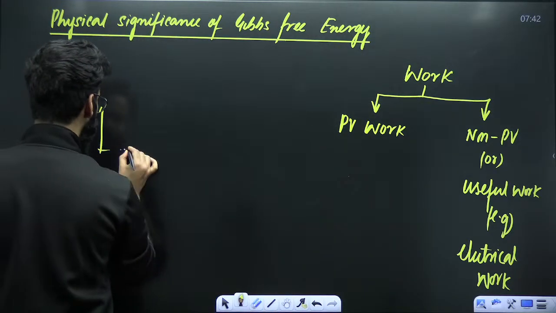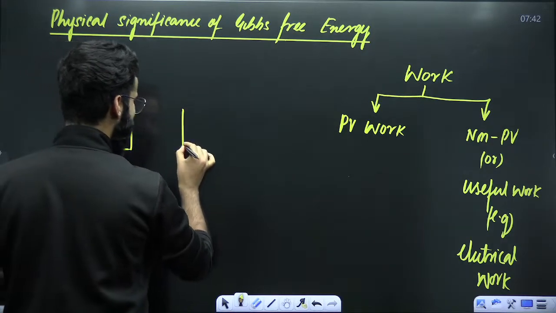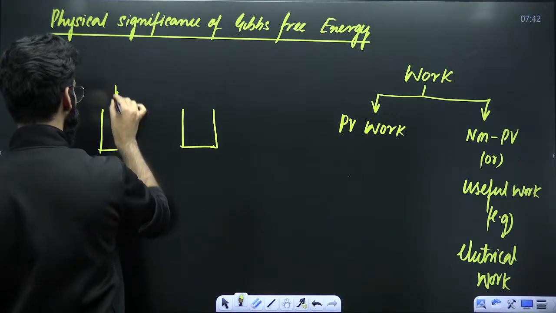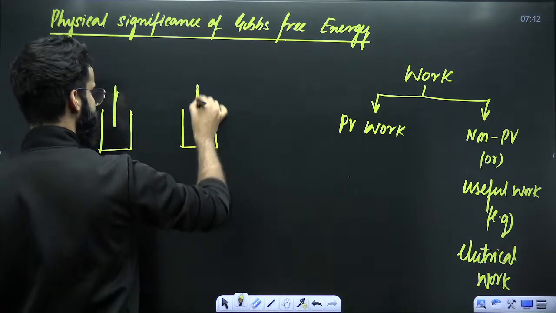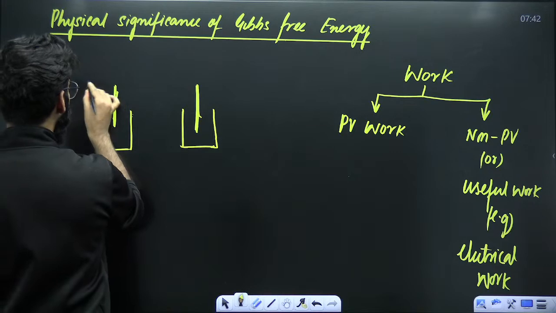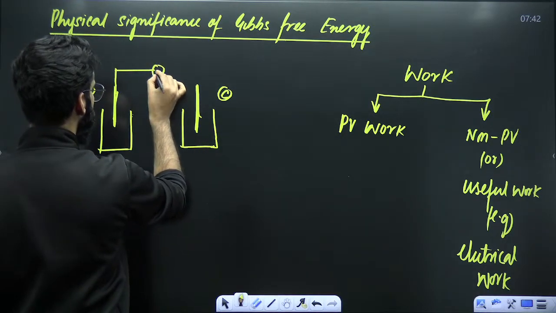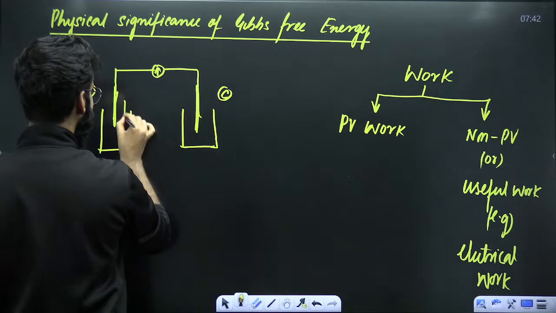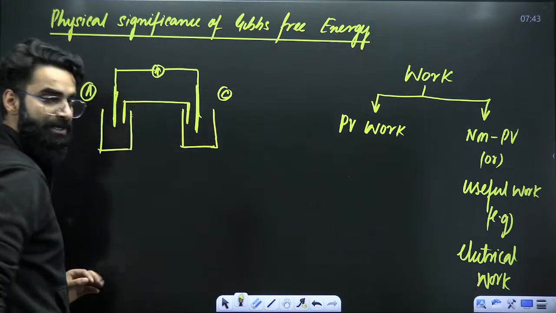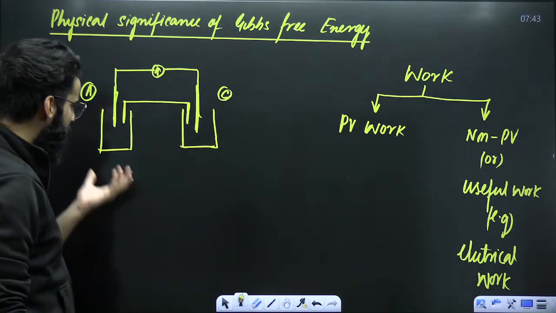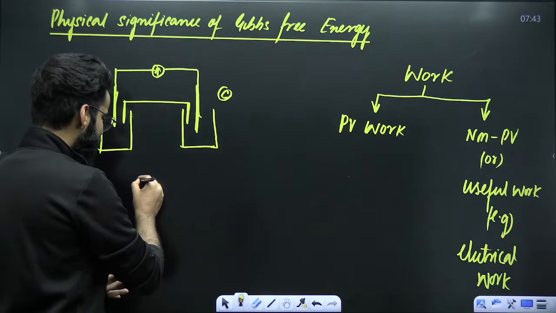I'm sure every one of you would have come across the Daniel cell. Do you remember? Your galvanic cell. This is your anode. This is your cathode. And they are connected from the top, and internally they are connected with the help of a salt bridge. You must have studied about this. What is the function of the Daniel cell basically?